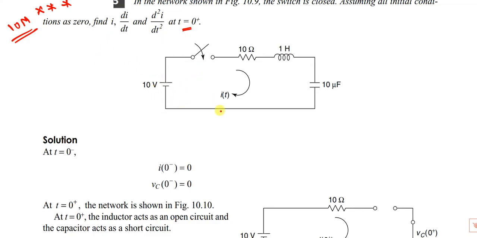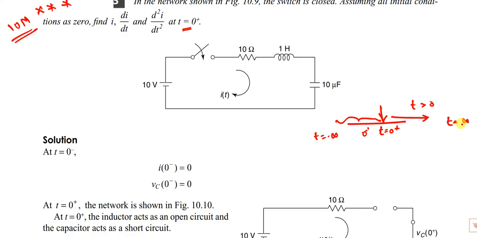So let us start with before switching. The switch is closed at t equal to 0 plus. From t equal to minus infinity to t equal to 0 minus, that is this period. Exactly at this point the switch is closed, at t equal to 0. That is called t equal to 0 plus. And this is t greater than 0, and finally it will reach steady state at t equal to infinity.